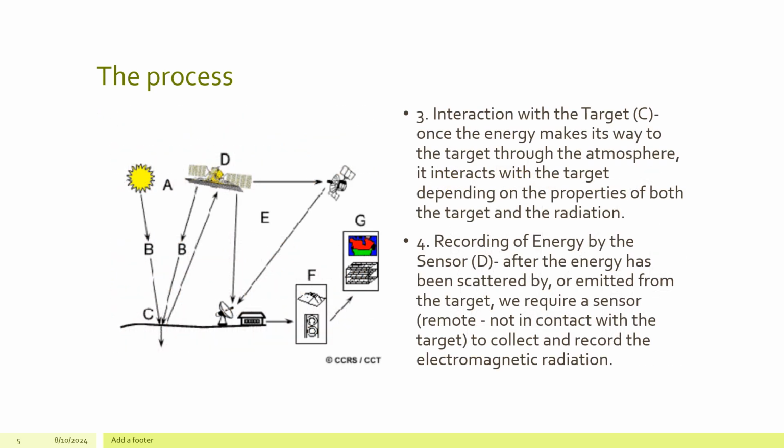Now, the interaction that takes place once the energy makes its way to the target through the atmosphere depends on the properties of both the target and the radiation. So this will also affect the recording of the energy by the sensor. After the energy has been reflected or scattered by the target or emitted by the target, we require a sensor, remote and not in contact with the target, to collect the data. Now this depends greatly on the composition and characteristics of the target.